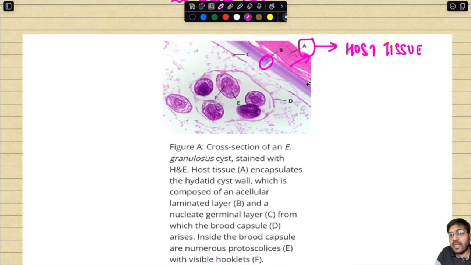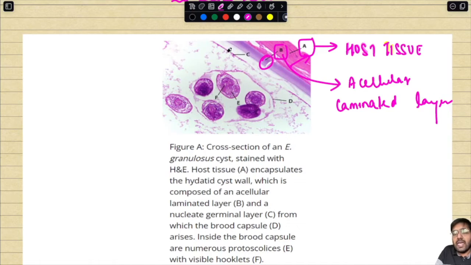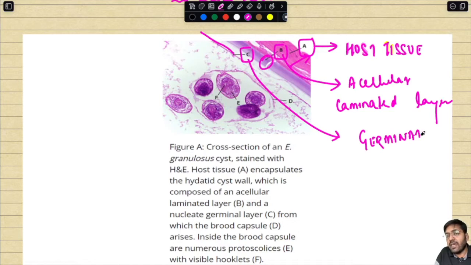This is the laminated layer. So this layer number B, as you can appreciate over here, is basically your acellular laminated layer. That is the layer number 2. Then there is a layer number 3, which is marked as C over here, which is actually the germinative layer. It is a cellular germinative layer. This is the layer number 3, that is your cellular germinative layer.